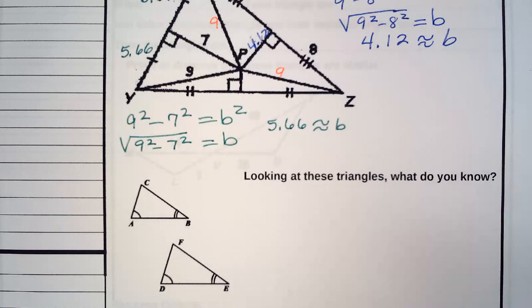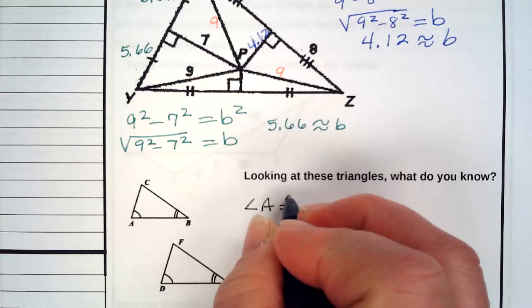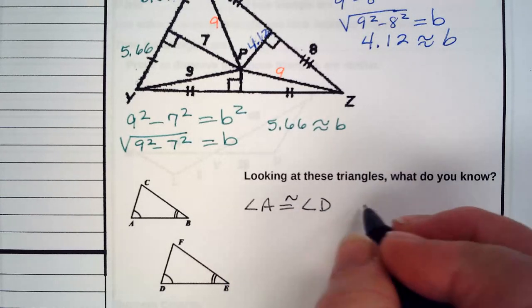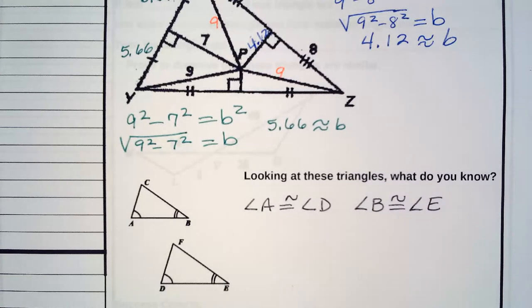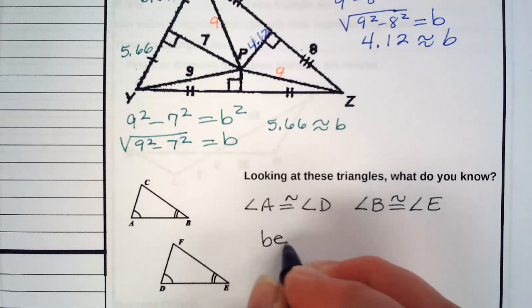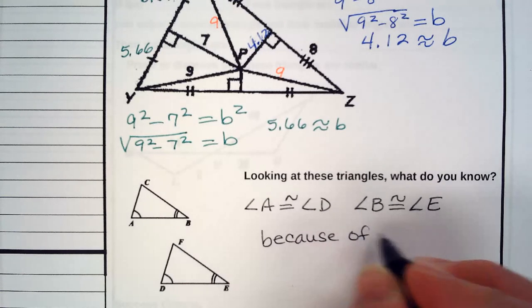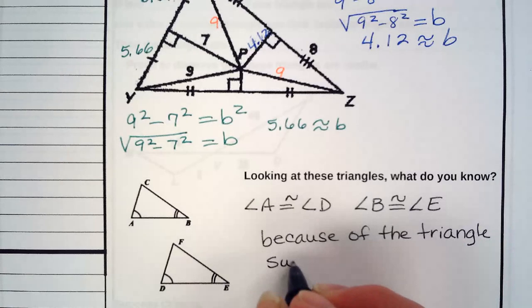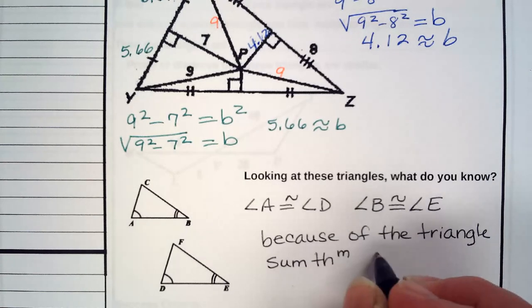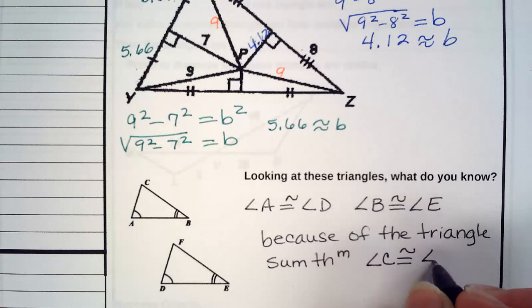We know that angle A is congruent to angle D in the other triangle. We know that angle B is congruent to angle E in the other triangle. So what do we know about angles C and F? Well, if two of them are congruent, then the third ones have to be congruent also because of the triangle sum theorem. Angle C will have to be congruent to angle F.